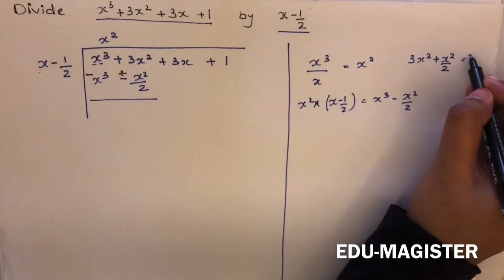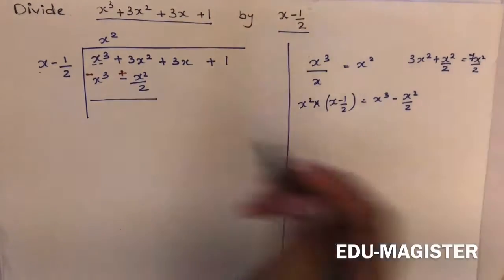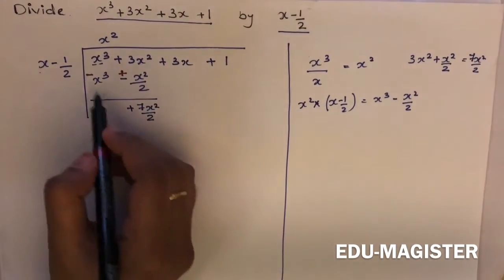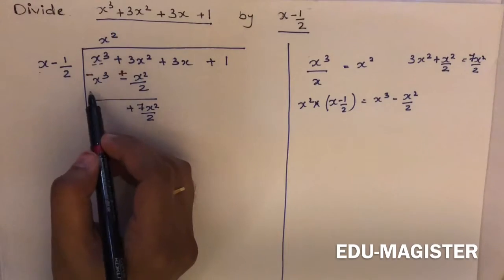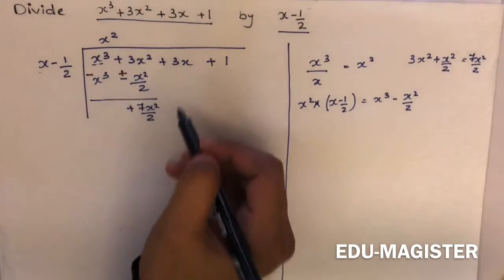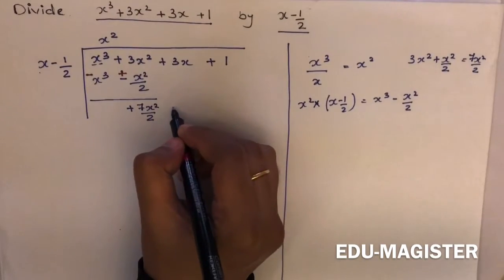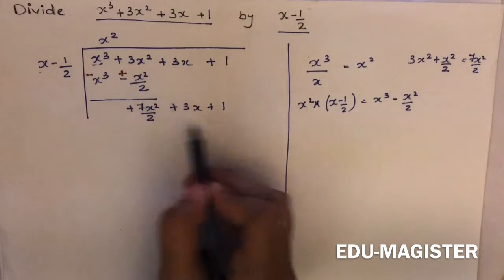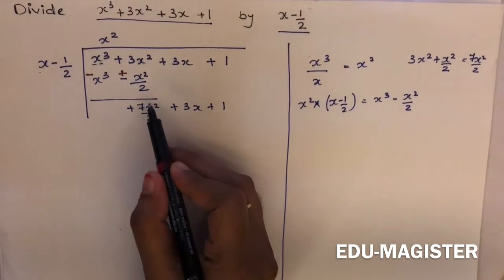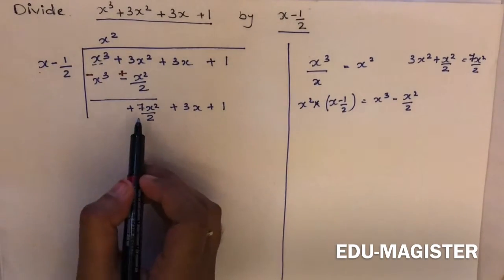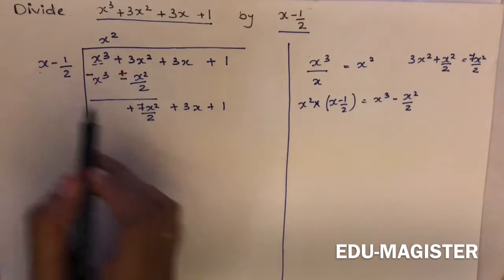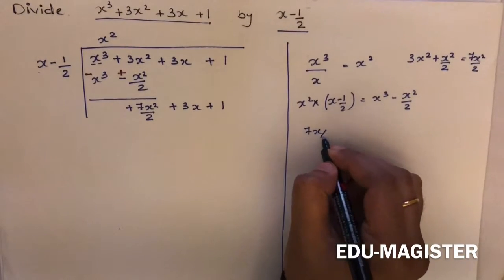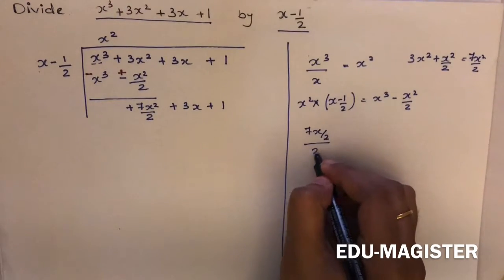The answer will be 7x square by 2. So that is positive 7x square by 2. And then x cube minus x cube will get cancelled. Now bring down the remaining terms here, plus 3x plus 1. Now this becomes the new dividend, and repeat these steps. So 7x square by 2 divided by x.